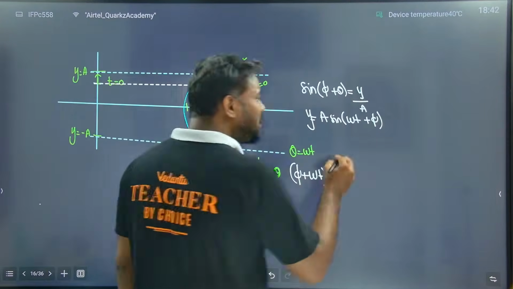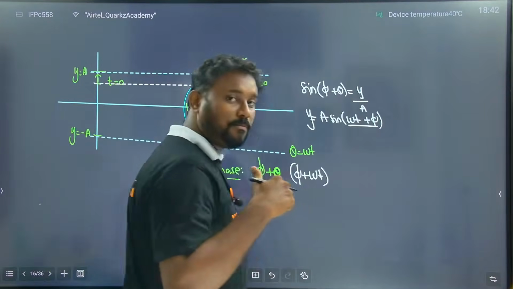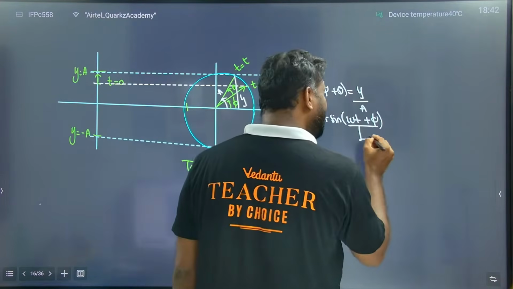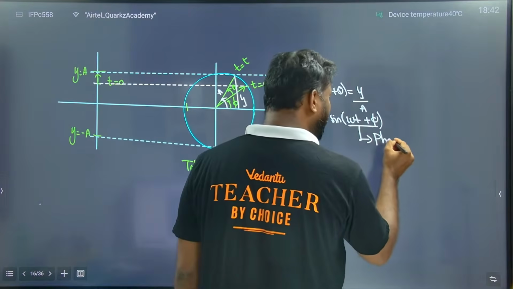Now understand this one clearly. If we know this, we can find the position of the particle. இது என்ன சொல்லலாம்? This is a phase factor ன்னு சொல்லலாம்.